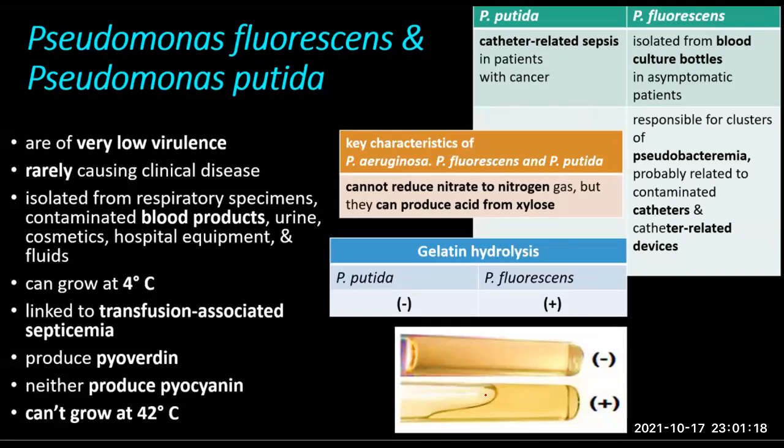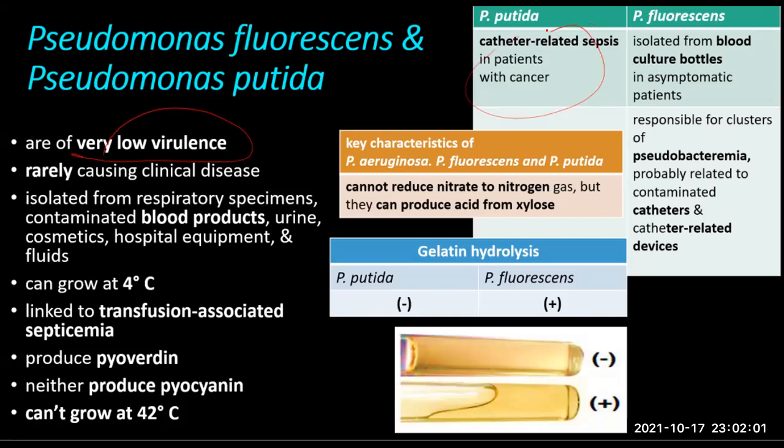Also, we have Pseudomonas fluorescens and Pseudomonas putida. The good thing with these, they are of very low virulence, rarely causing clinical disease. They have been isolated from respiratory specimens and contaminated blood products, cosmetics, urine, hospital equipment, and fluids, and both have been documented, although rarely, as causes of UTIs and post-surgical abscesses, empyema, septic arthritis, and other wound infections. And P. putida has been associated with catheter-related sepsis in patients with cancer.